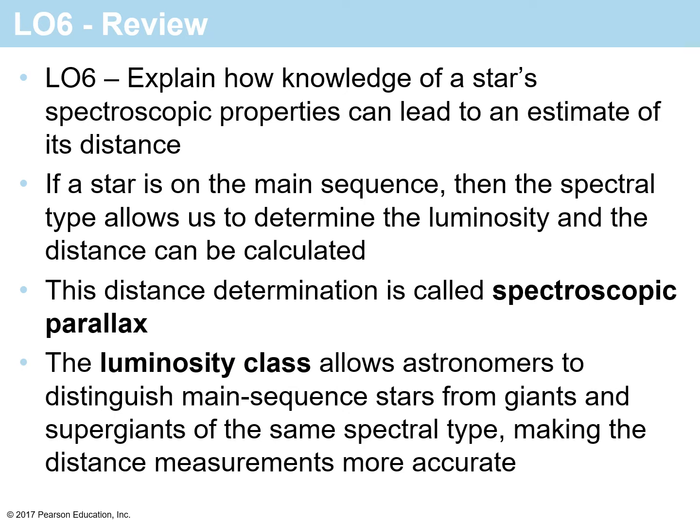All right. And look, we're at the learning objective. Explain how knowledge of a star's spectroscopic properties can lead to an estimate of its distance. So if a star is on the main sequence, the spectral type allows us to determine the luminosity, and from the luminosity, we can figure out the distance. Now, this is the weird part that we didn't really talk about before. If you look at the main sequence and how it's lined up here, we can figure out the type of star it is, which leads us to the luminosity, right?